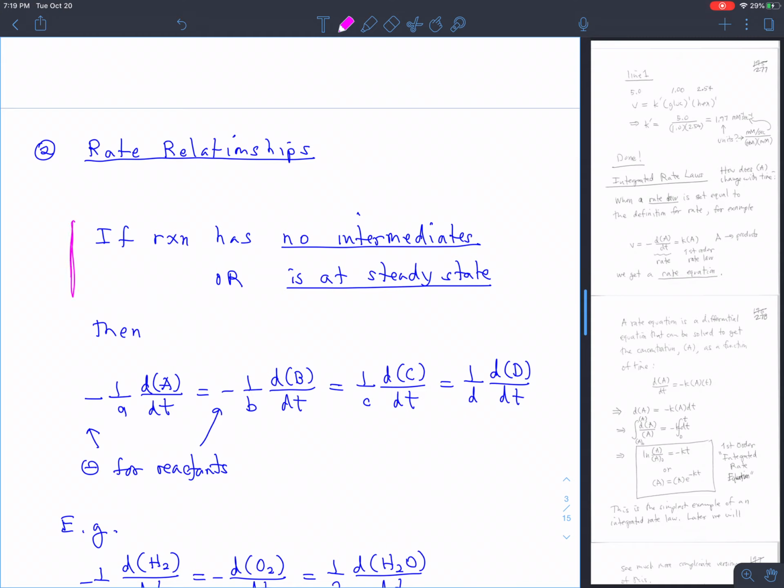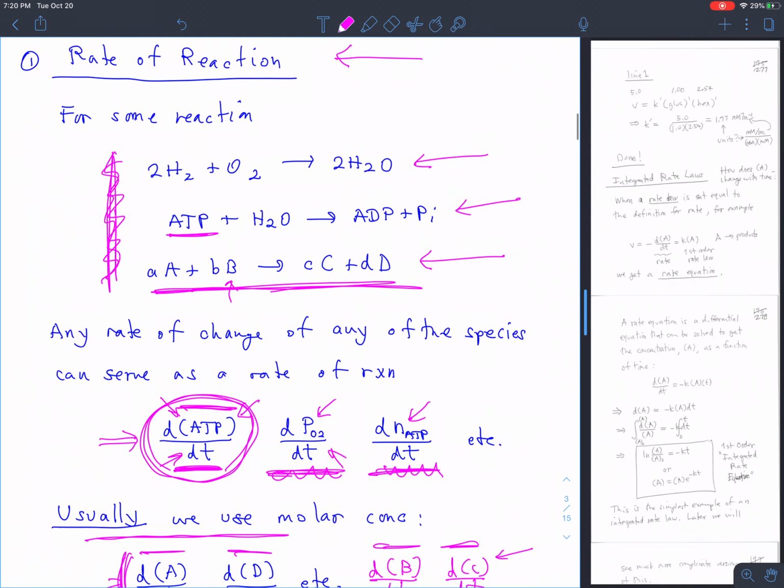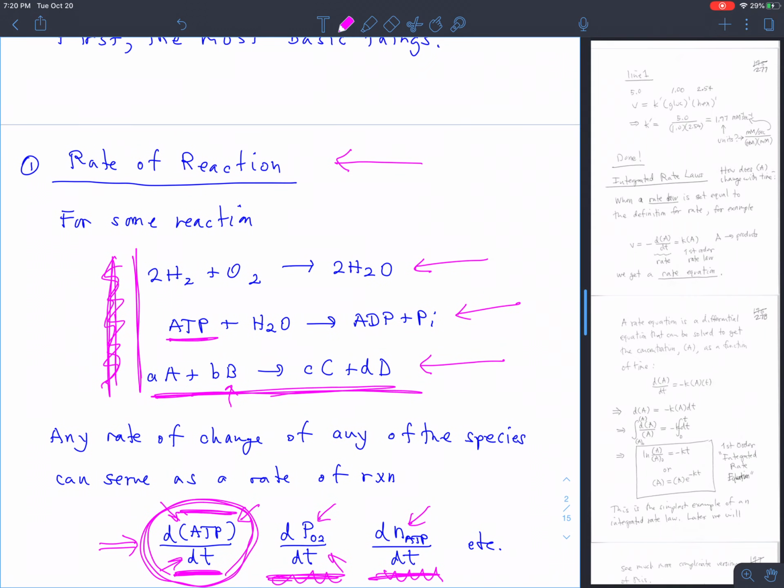If the reaction in question has no intermediates, so I haven't defined what I mean by an intermediate, and it would be too much of an aside right now to define that well. We'll talk about it later when we talk about elementary reactions. An elementary reaction doesn't have any intermediates, but most reactions are not elementary. So for example, none of these up here, well, I don't know about this generic one, but none of these real ones are elementary. There's intermediates involved.